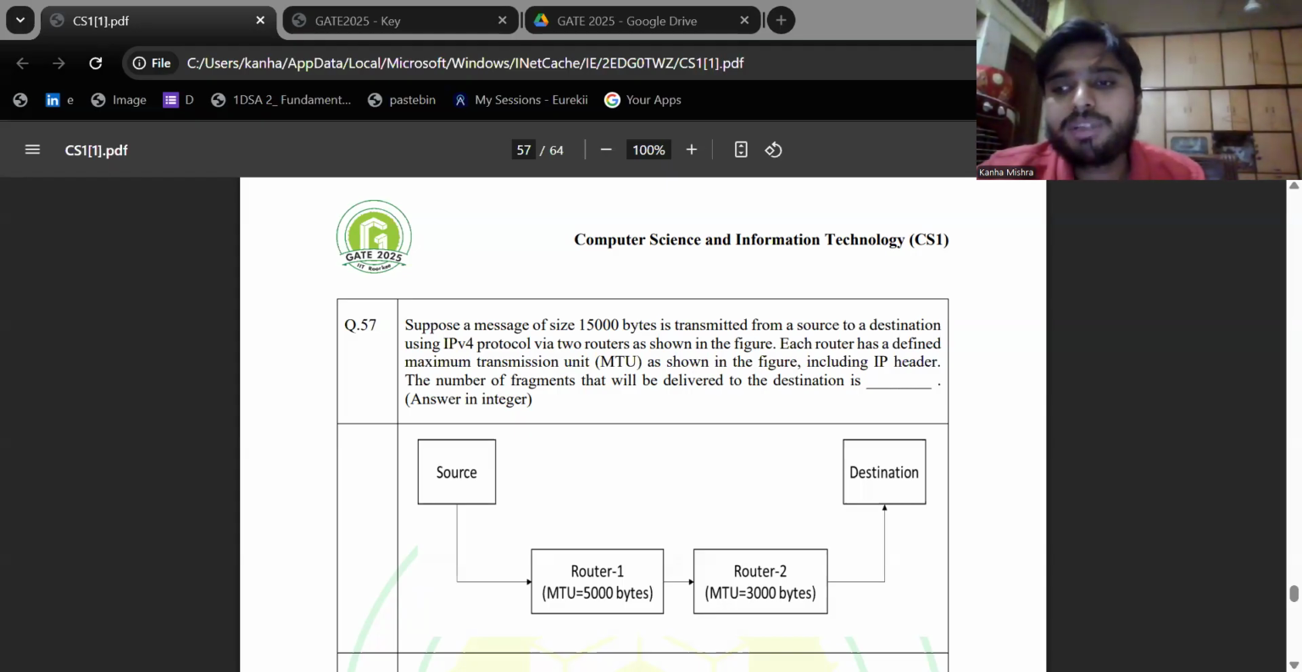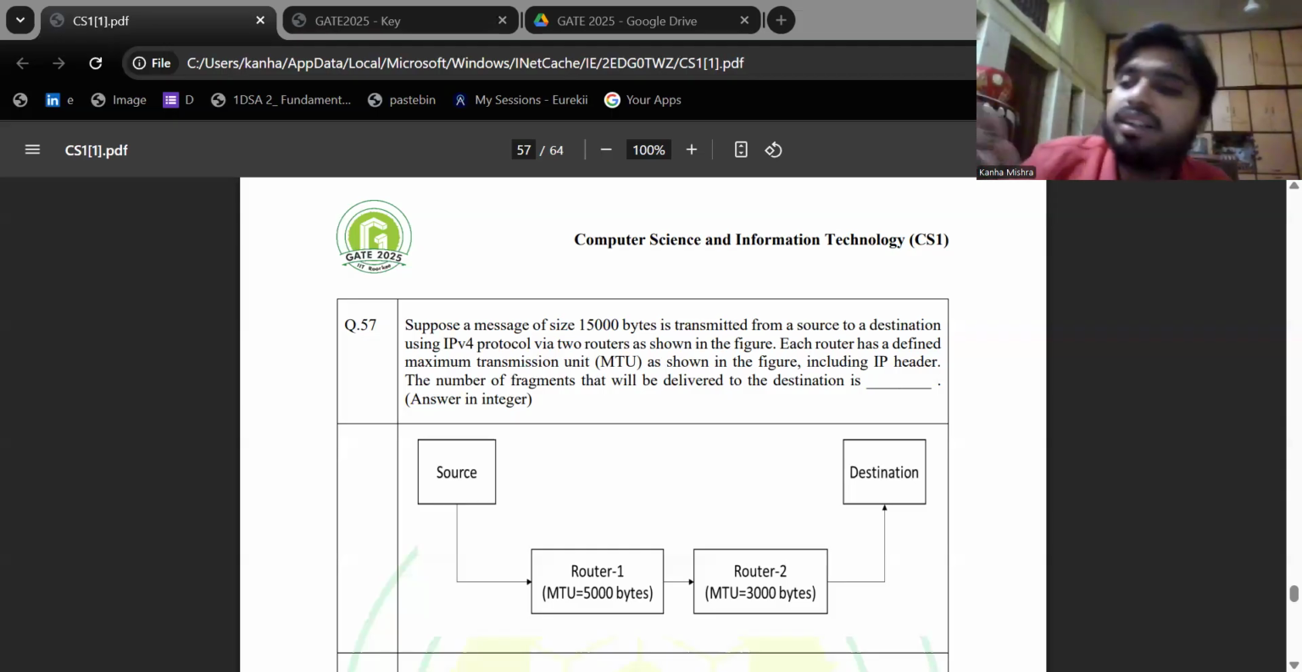In order to solve this particular question, let's first understand some prerequisites and then we will try to solve it. So let's first understand what MTU is. Maximum transmission unit is the maximum size in bytes a network layer packet, including header, that can be transmitted over a network path or a device. If a packet exceeds that MTU, it is fragmented.